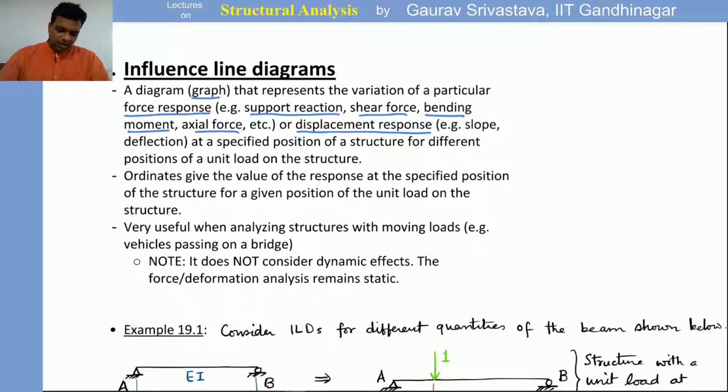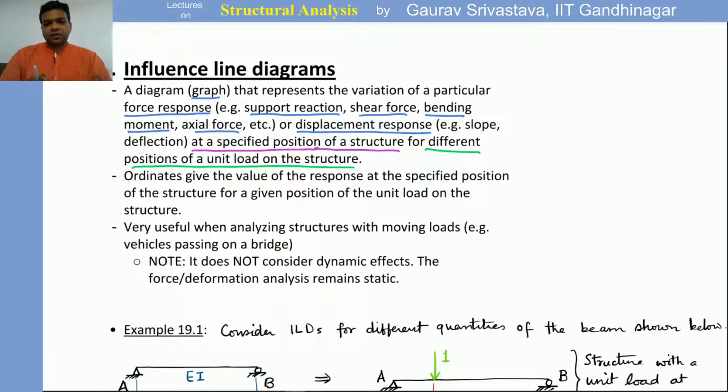So a diagram that represents the variation of a particular force response or displacement response at a specified location or position of a structure, for different positions of a unit load on the structure. The location where we are interested in the response of force or displacement is fixed, a specified position of a structure, but the location of the load is variable.